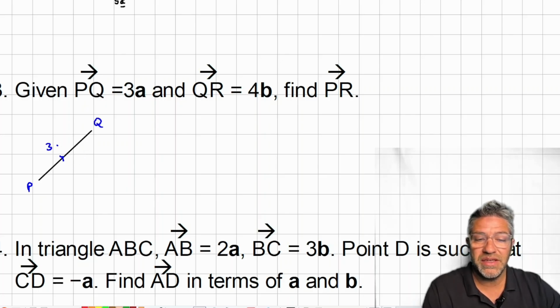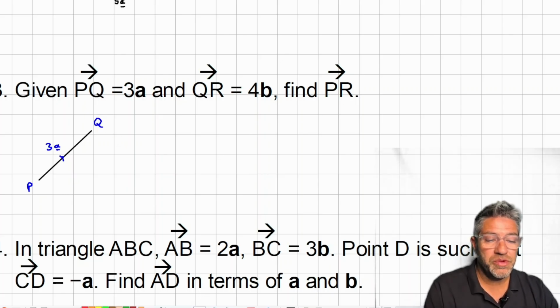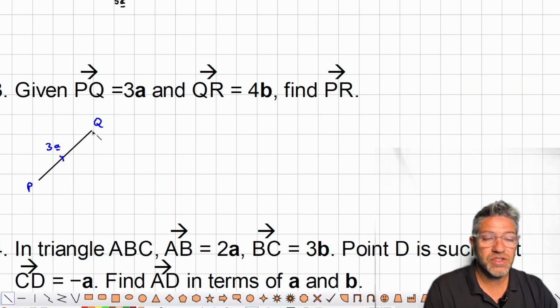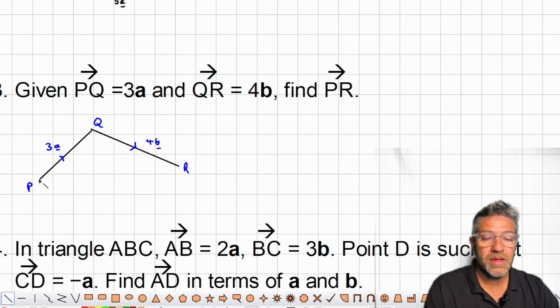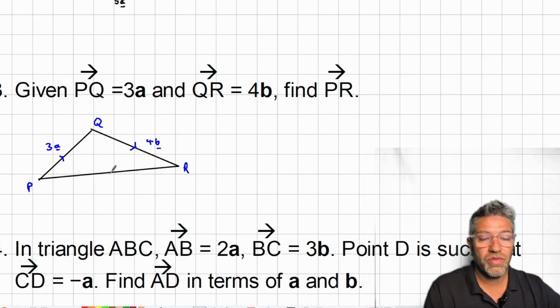And this is vector 3a. We now need to go from Q to R. And it could be anywhere. It could be here, it could be here, it could be here. I'm just going to say there. Doesn't matter. And this time, we label it R. We have our directional arrow because it's from Q to R. And that is vector 4b. And we are being asked to work out the vector PR.